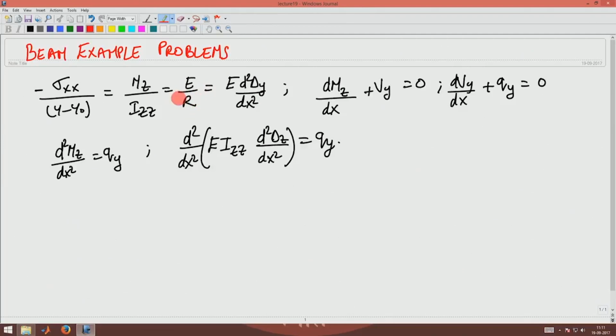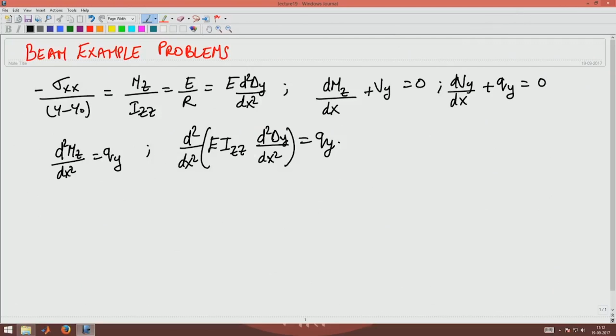curvature. And then we also saw in the last but previous lecture that dMz by dx plus Vy has to be 0, dVy by dx plus qy has to be 0. Combining these two equations, we obtain the equation d square Mz by dx square equal to qy, and we combine all these equations to obtain a governing equation in terms of the applied loading qy and the unknown displacement delta y of x.